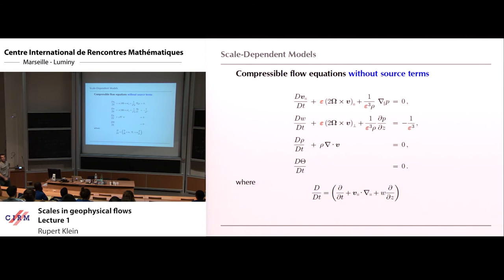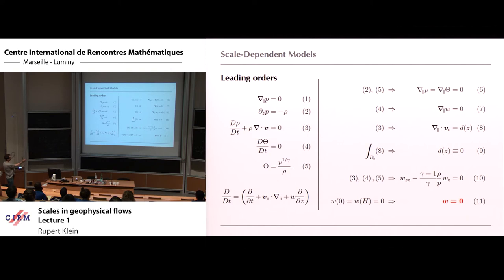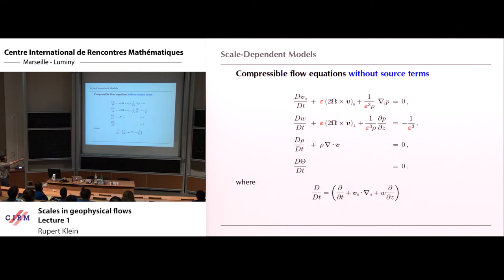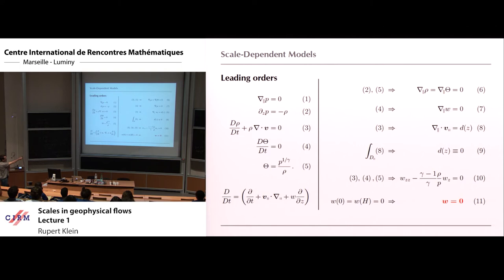Let's see what the consequences would be. So I go here, I say from this equation, obviously, the horizontal pressure gradient has to be zero. Oops, stay with me. Yes, it has to be zero, right? So this I take for granted. Then that's given. The next is from equation number two, which was the hydrostatic balance.